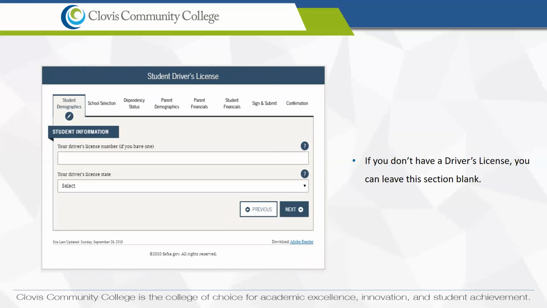Next, you will enter your driver's license information. If you do not have a driver's license, you may leave this section blank. This section will not be displayed if you entered never attended college, first year for your grade level.